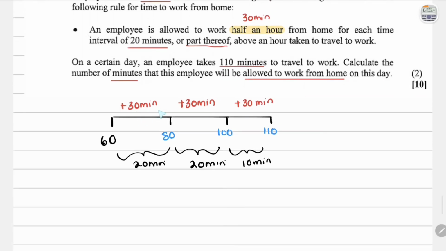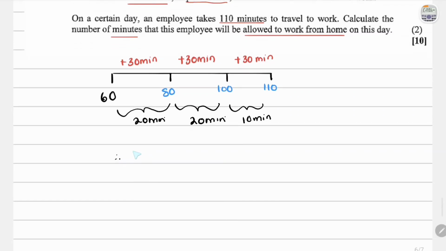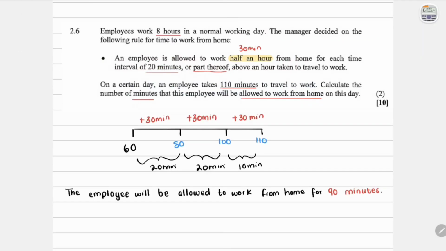So in total, do you see how much time that is? 30 plus 30 plus 30. That is a total of 90 minutes. So this employee is going to work from home for a total of 90 minutes. And that is the answer to this question.